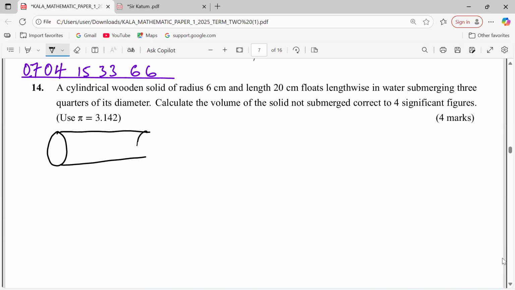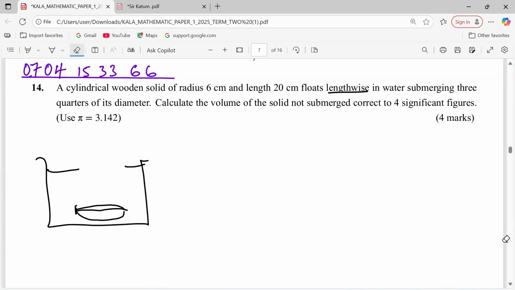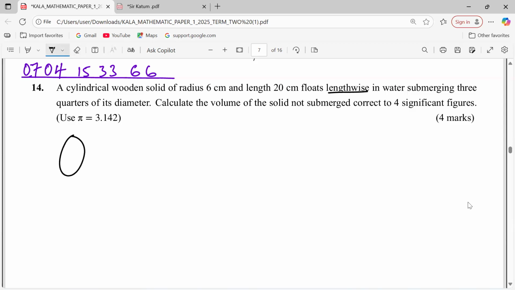Then when we say lengthwise, it means this way, not cross-sectionally, lengthwise. So it has entered into water such that, lengthwise, sorry, this is not lengthwise actually, that is cross-sectionally. Lengthwise means this, sorry for that, just what I had drawn initially.